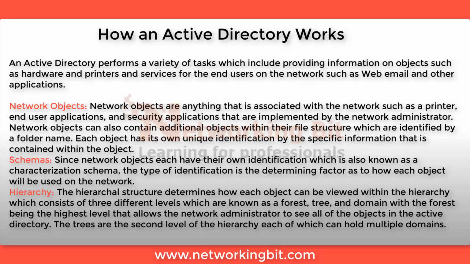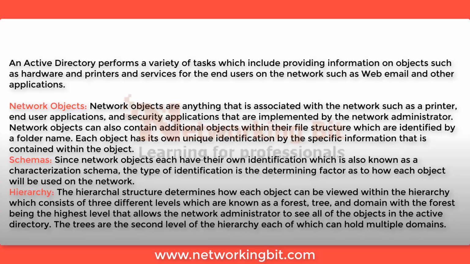Hierarchy. The hierarchical structure determines how each object can be viewed within the hierarchy, which consists of 3 different levels which are known as a forest, tree, and domain, with the forest being the highest level that allows the network administrator to see all of the objects in the Active Directory. The trees are the second level of the hierarchy, each of which can hold multiple domains.